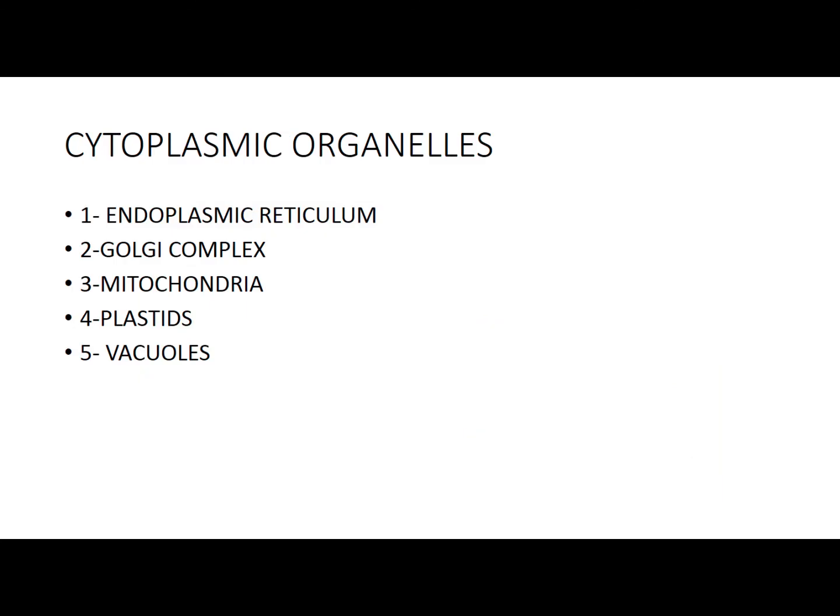The cytoplasm contains different cytoplasmic organelles. Few and main of them will be discussed here. Number one is endoplasmic reticulum. Number two, Golgi complex. Number three, mitochondria. Number four, plastids. And number five, vacuoles. It means these all organelles are present inside the cytoplasm, that is a jelly-like material present inside the cell.